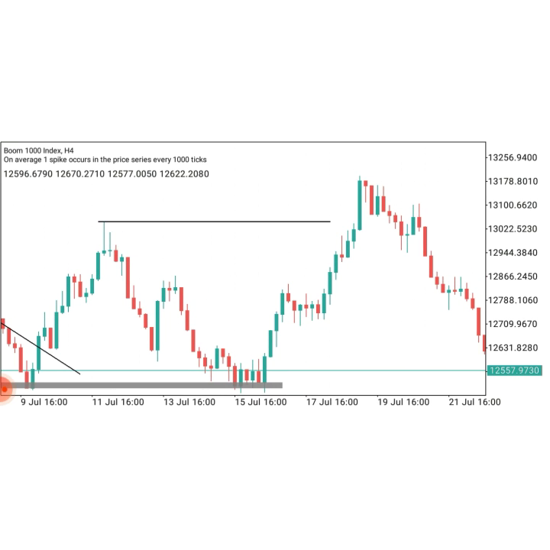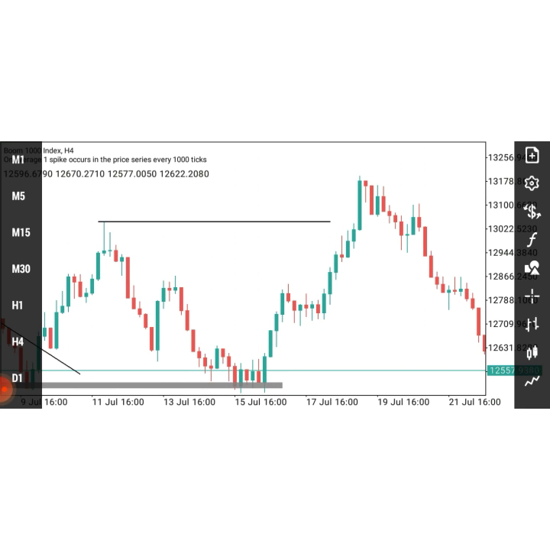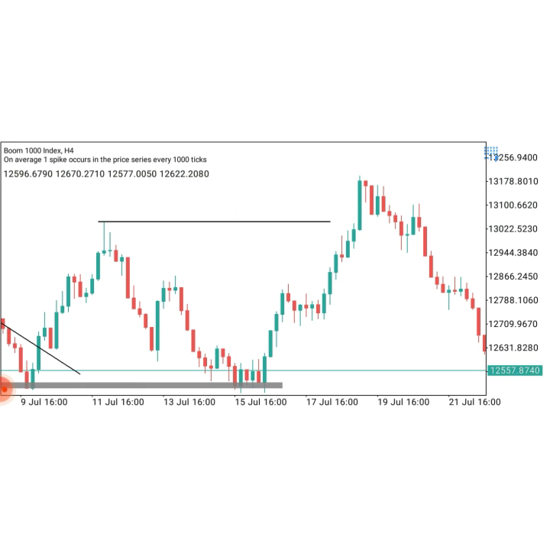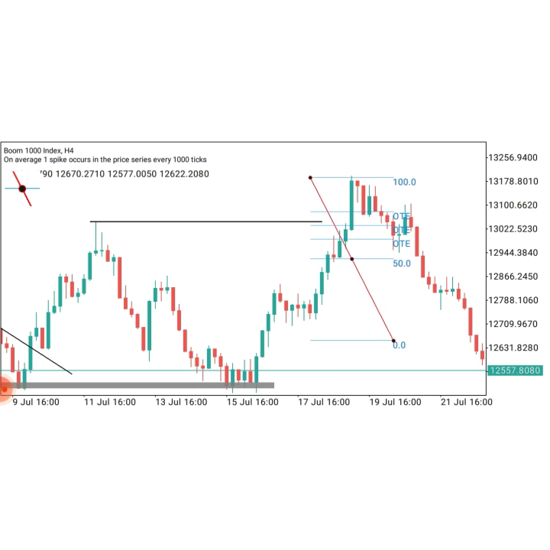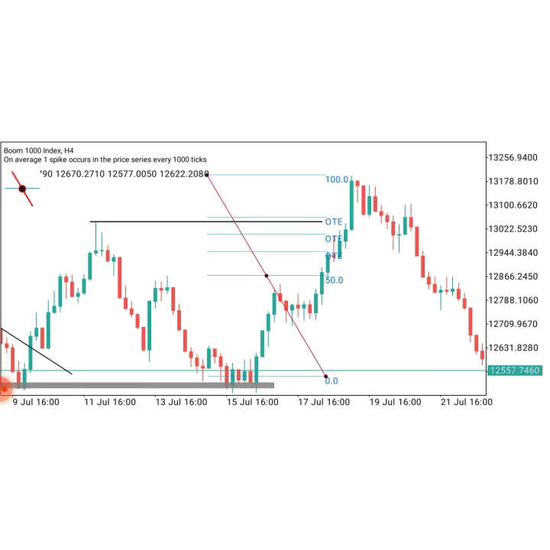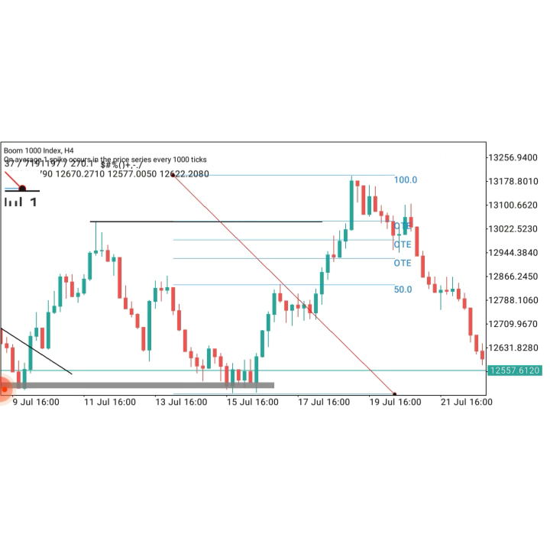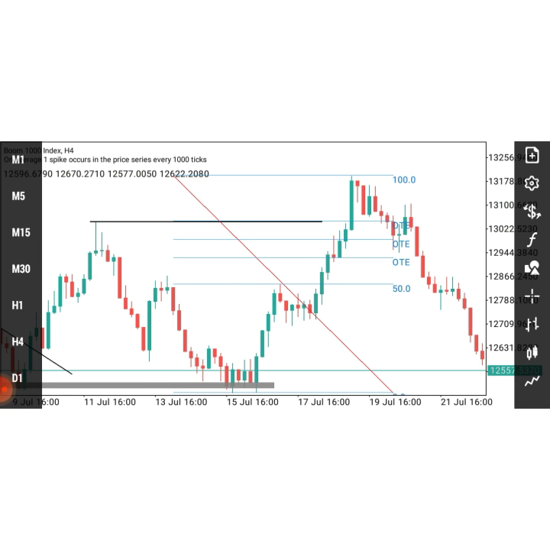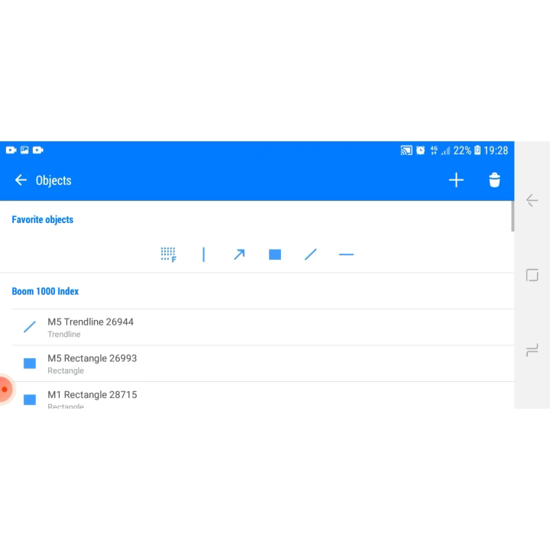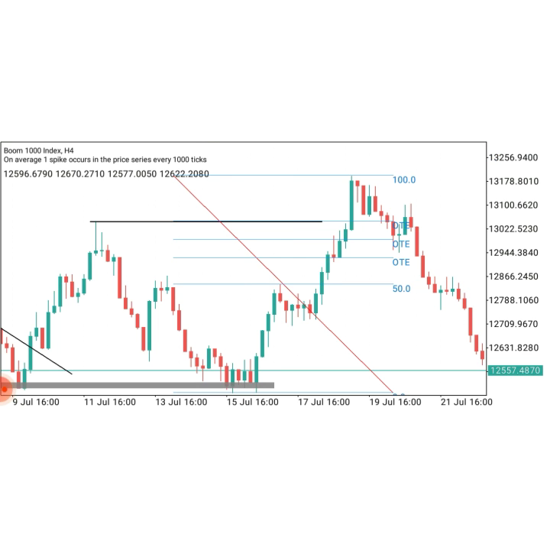Let me give you all a secret. What you're going to do is take your Fibonacci. After taking your Fibonacci, you're going to take it from here, from that high, let me show you, from that high to this low. Yes, that's it, guys. So let me remove these OTE things just so that you guys can be able.